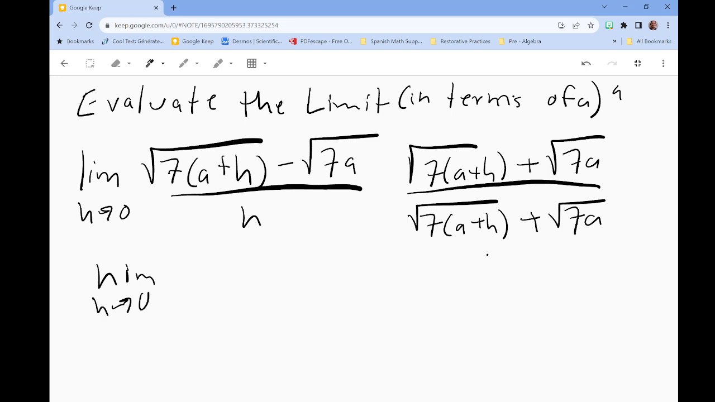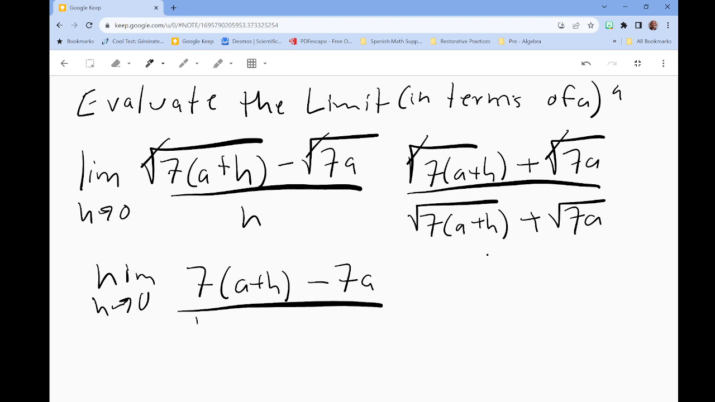When we multiply square root of 7 times (a plus h) by square root of 7 times (a plus h), the square roots cancel out, and we just end up with 7 times (a plus h). Same thing over here, this square root cancels with that one, and we just end up with 7a, all over h times this whole thing at the bottom, so we have h times the square root of 7 times (a plus h) plus square root of 7a. Okay, we're going to simplify a little bit.